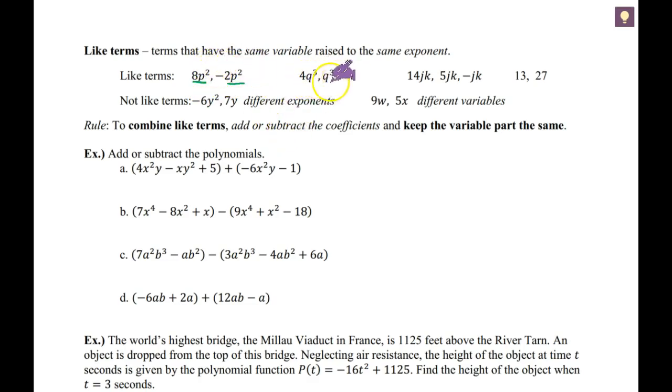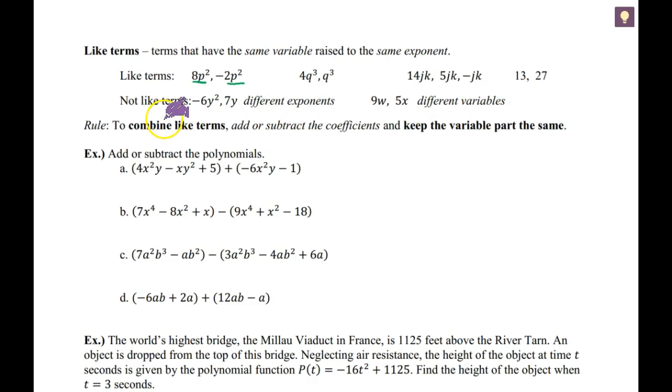I could have also q cubed, or jk, or just constants themselves, so no variable. These are like terms. Even if there's more than one letter, this has jk, right? They're all like. The variables and the exponents are the same.